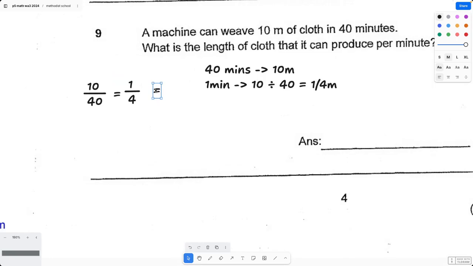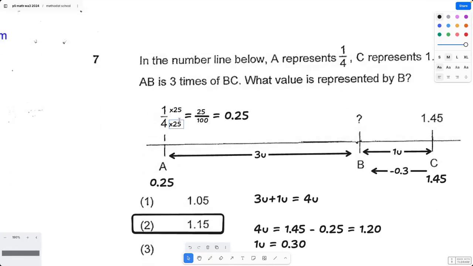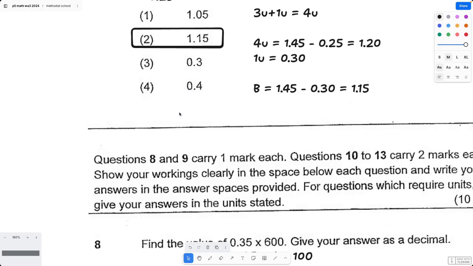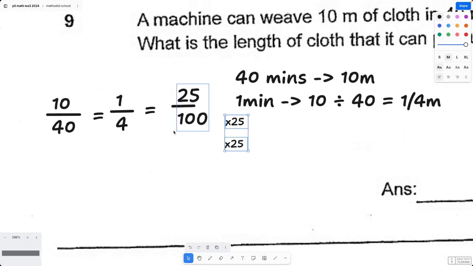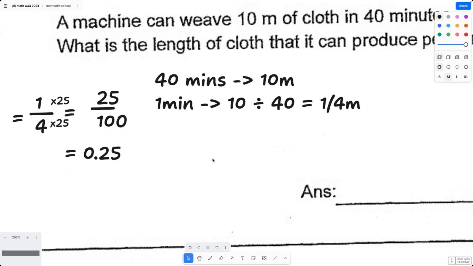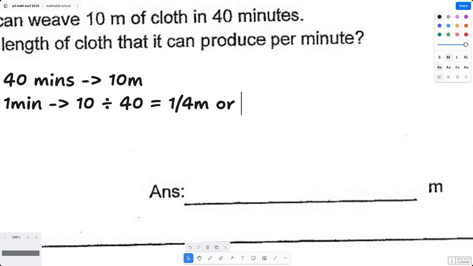Okay, so in this case, 1 over 4 is also 25 out of 100. Again, I'm going to just grab this 2. Okay, I'm going to remove this. So times 25, and essentially this will give us 0.25. So it's either 1 over 4 meters or 0.25 meters. So this can be the answer.